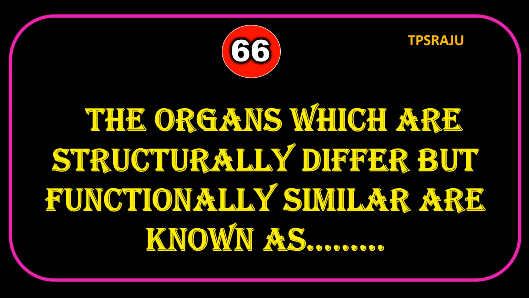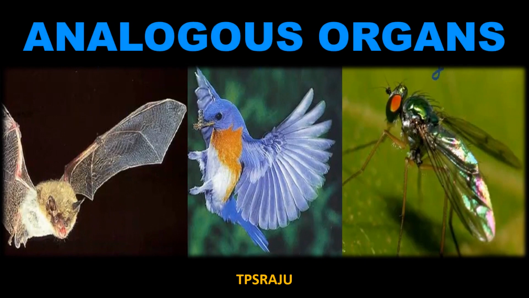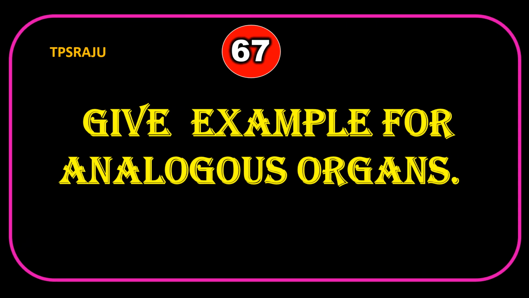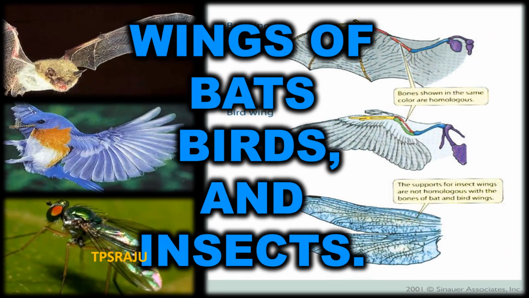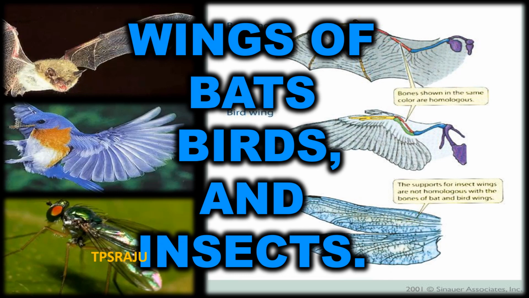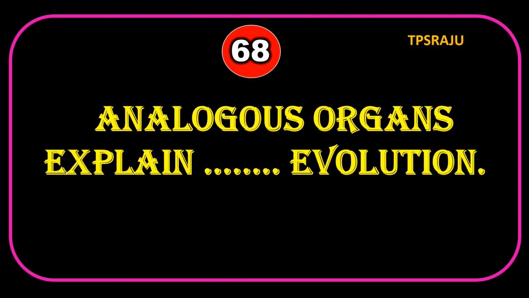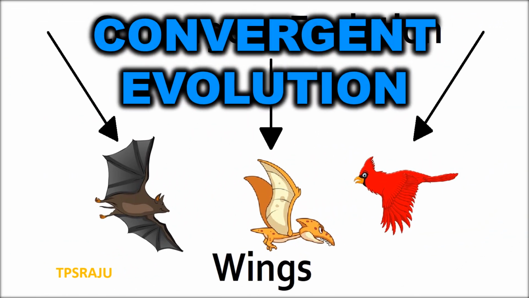The organs which are structurally different but functionally similar are known as analogous organs. Give example for analogous organs. Wings of bats, birds and insects. Analogous organs explain convergent evolution.